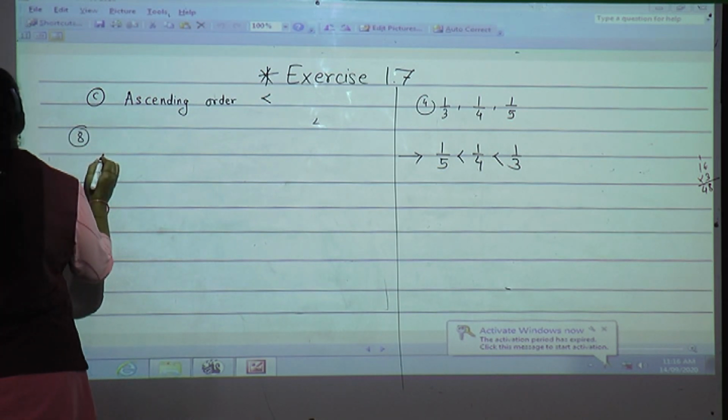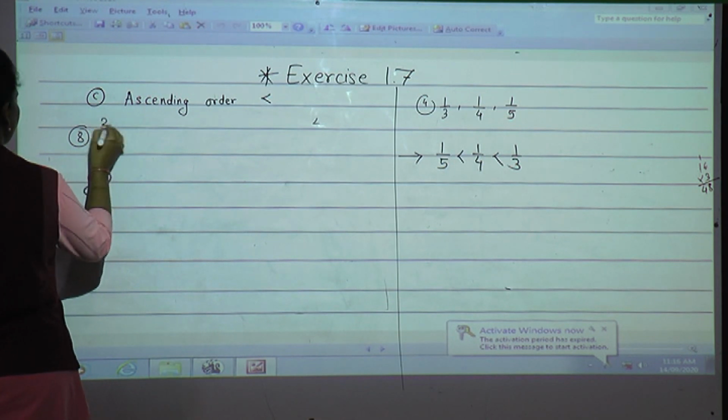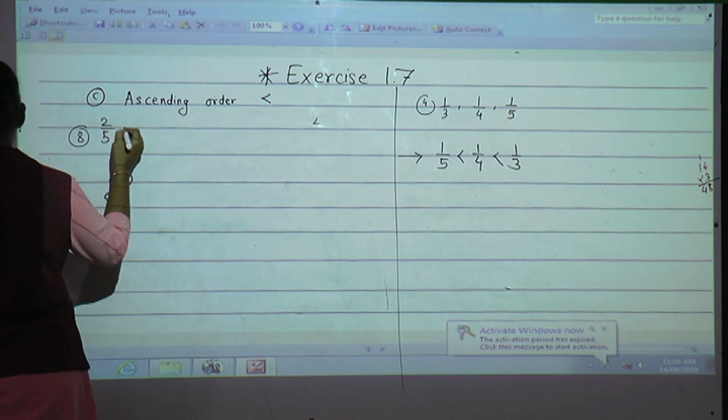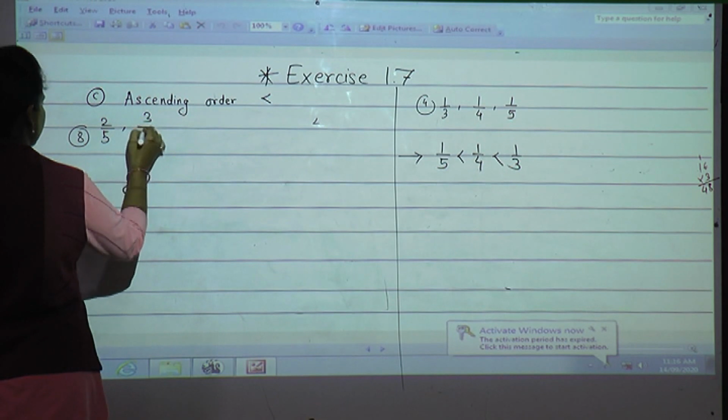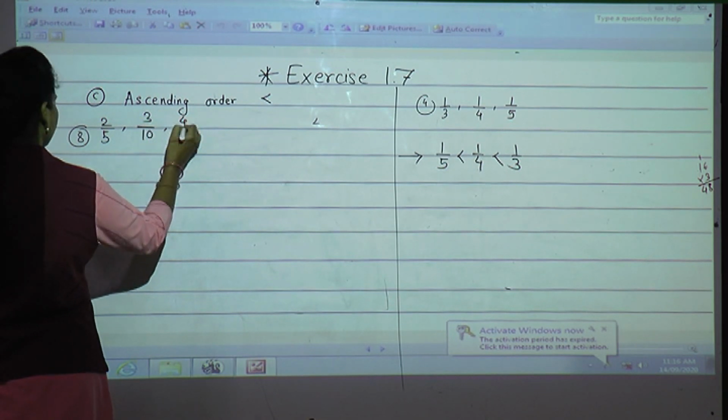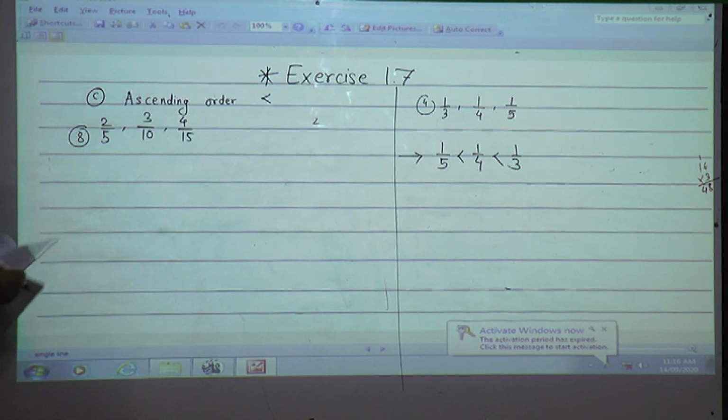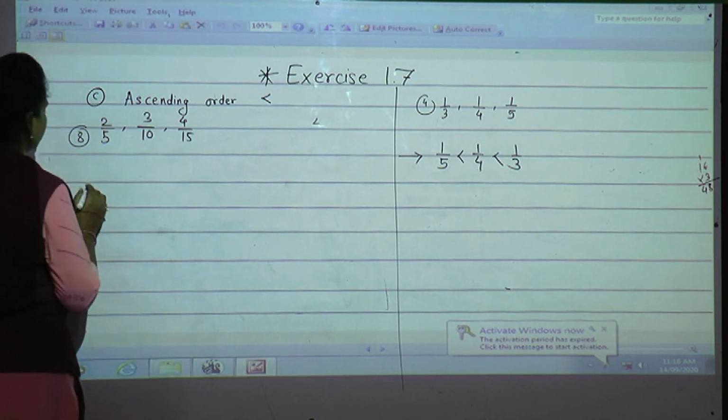What is the 8th one? 2 upon 5, comma, 3 upon 10, comma, 4 upon 15. Now see, numerators are different and denominators are also different. Now what to do? Now we need to find out the LCM of these denominators.